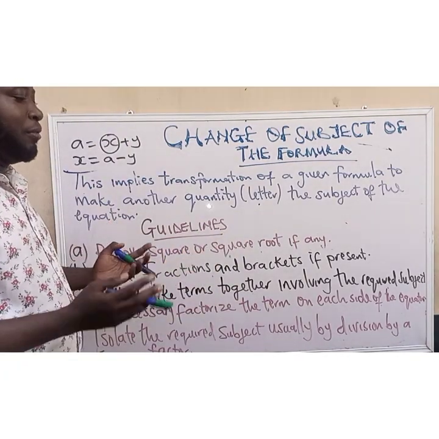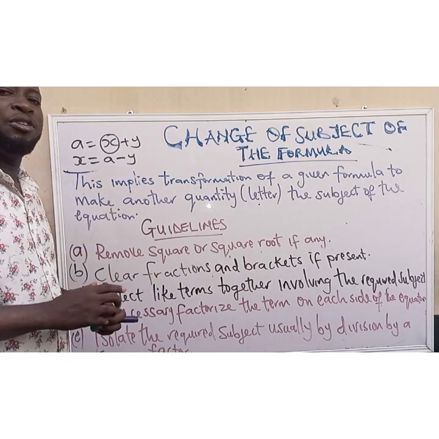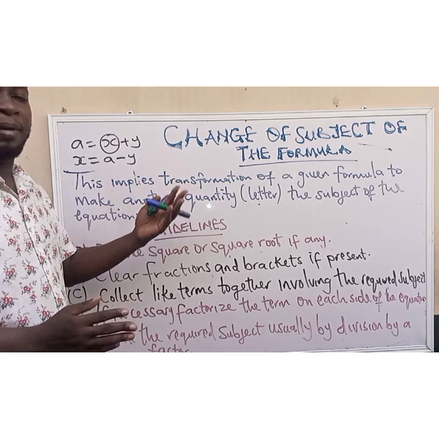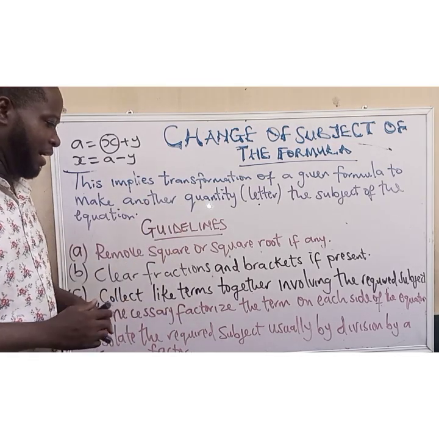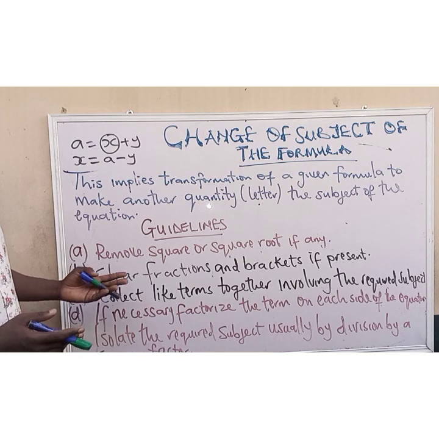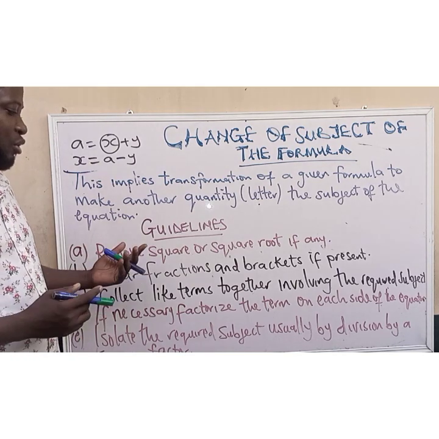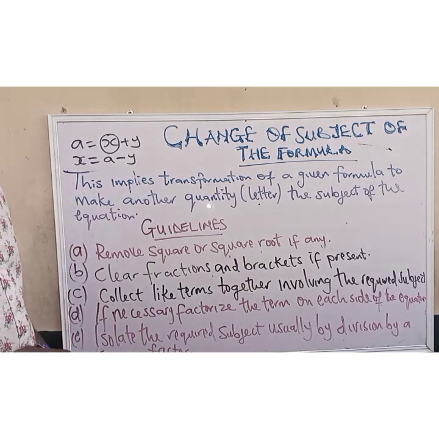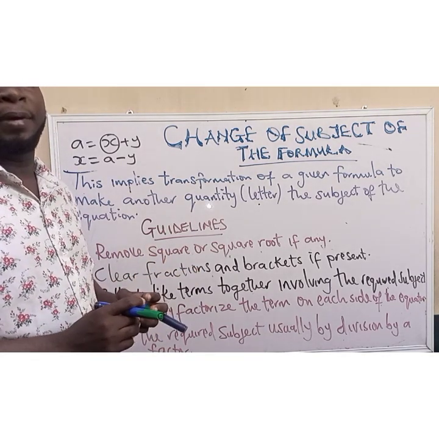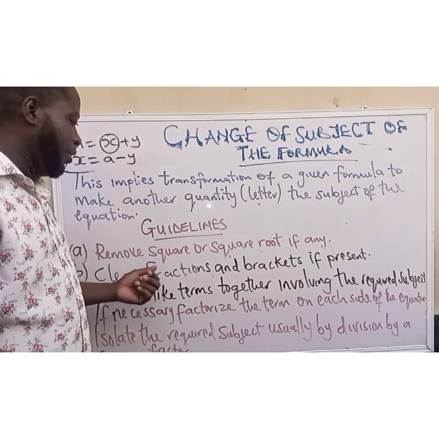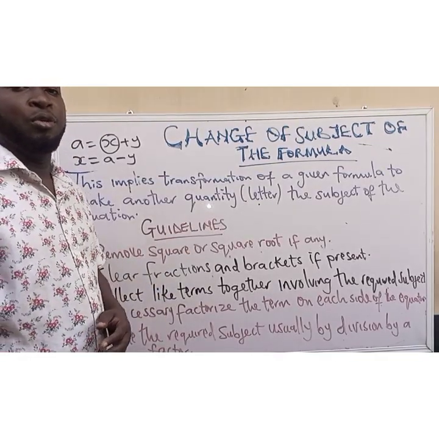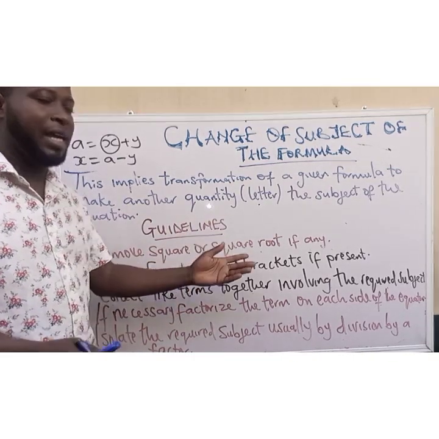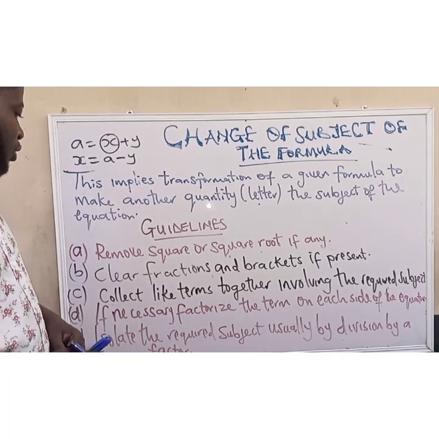Now, before we move on to the examples, there are no strict rules to solve this particular topic, but here I have highlighted some guidelines which will help us solve some examples. The first one: remove squares or square roots if any. If you are given a question that involves squares or square roots, we have to remove them before we continue solving.